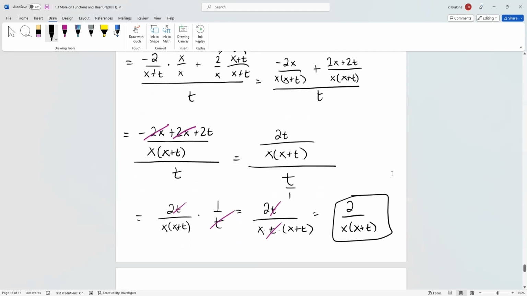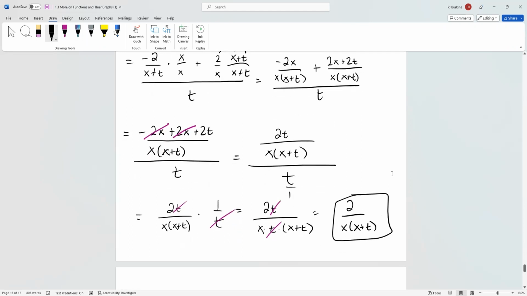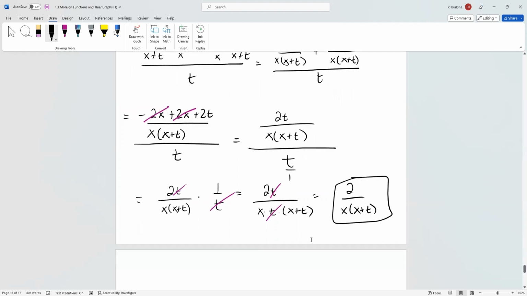So again, when we get to calculus, we're going to say let, in this case, t go to 0, and that'll give us our slope of the function at any point on the curve. But for now, this is just a rate of change.